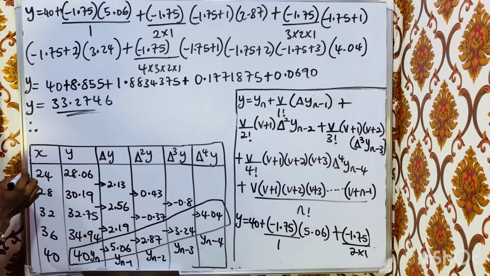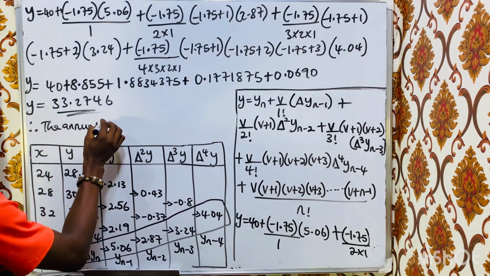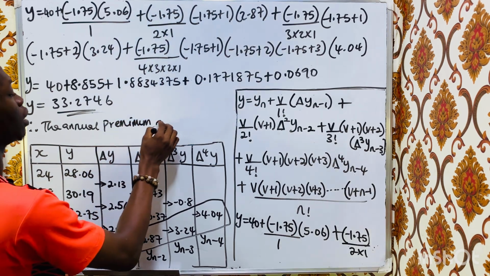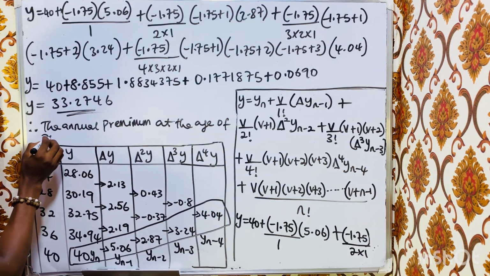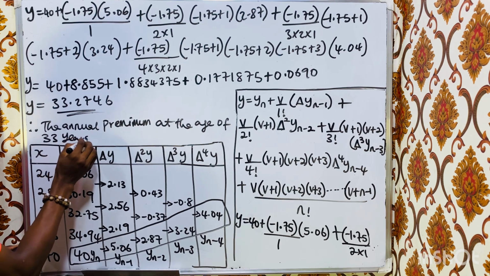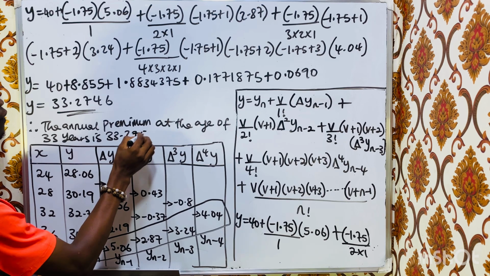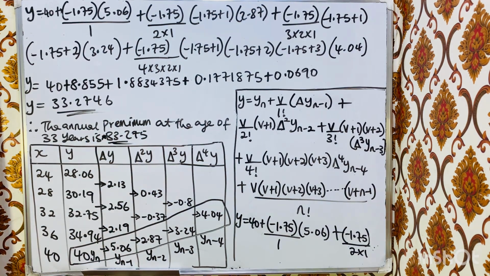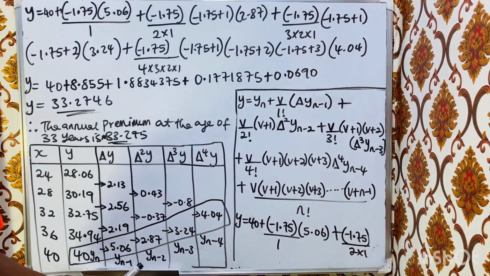Therefore, the annual premium at the age of 33 years is 33.275 naira. So I hope you can see it from there. So that is the annual premium at the age of 33 years.